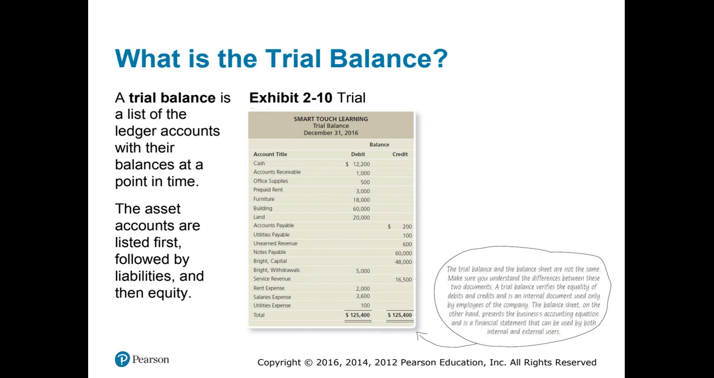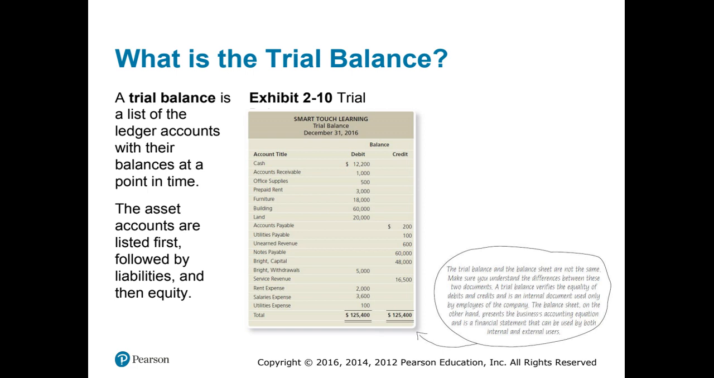So we've got our cash account, our accounts receivable account, our office supplies, prepaid rent. So we've got all of our asset accounts listed at the top. Notice that. And then after your asset accounts, you're going to have liabilities as well, your revenues, your expenses.